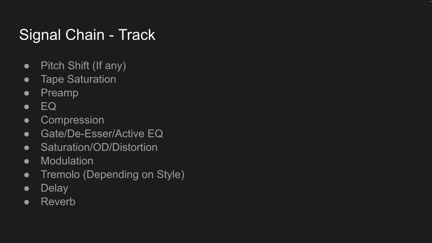You have reverb last typically because it just kind of softens everything else. Everything runs into the reverb, softens everything, gives it a pleasing sort of decay. And so this is your signal chain for just your traditional track, your instrument, your vocal. In Pro Tools, this is your audio track. This is your signal chain.